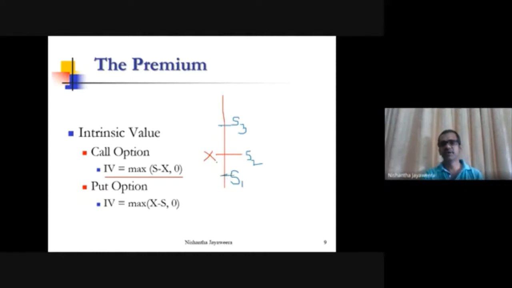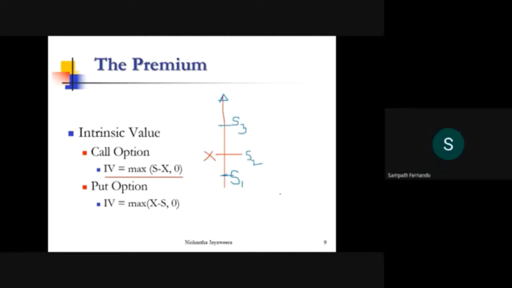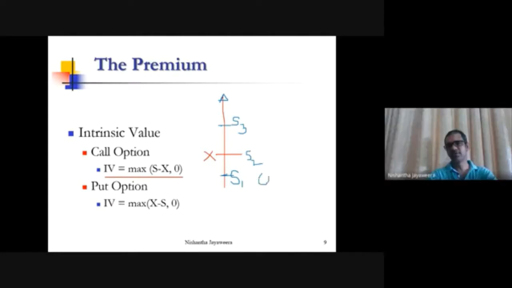Now today, spot price is S1, whereas the strike price is X. This is a call option. Will you exercise your right when the spot price is S1, which is lower than the strike price? No. Will you get anything, any cash flow, as a buyer? No. It would be 0. Forget about the premium that you paid.